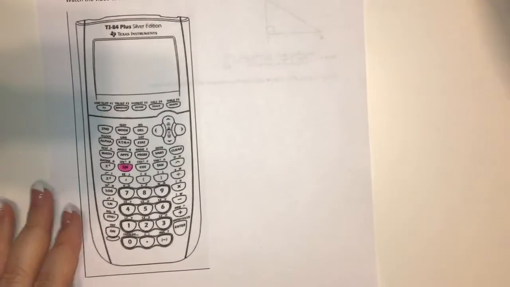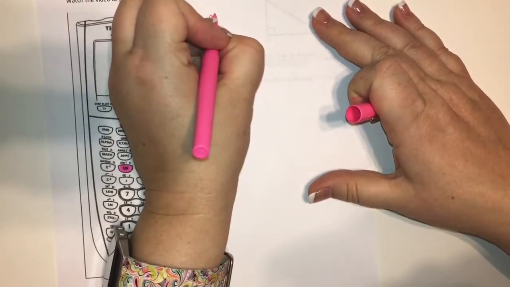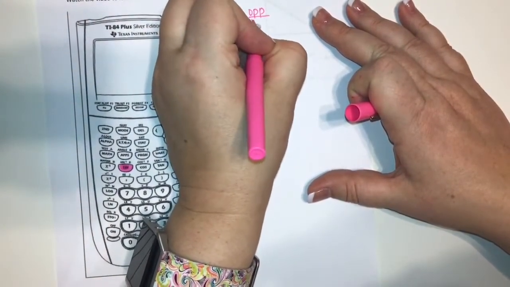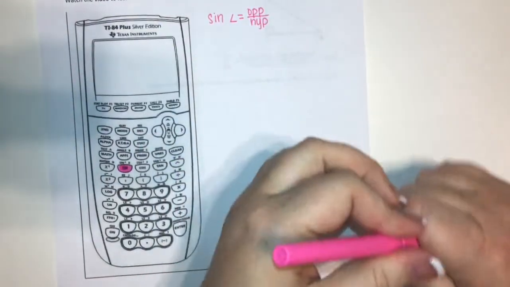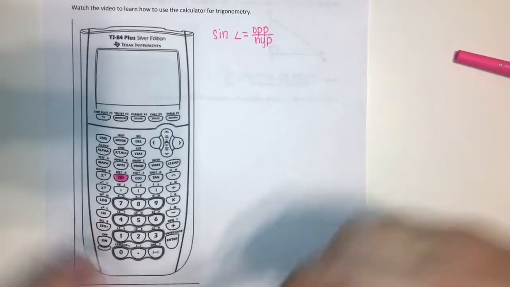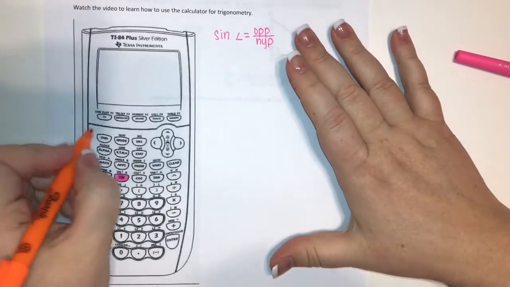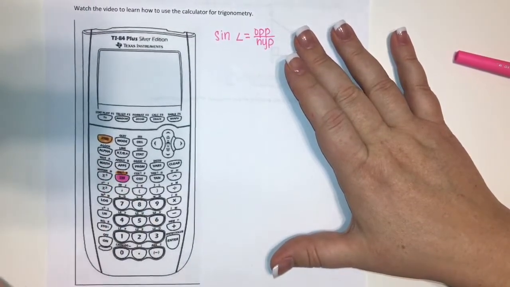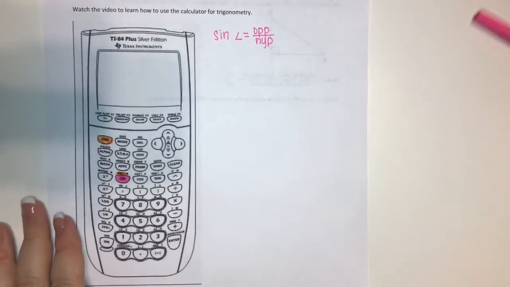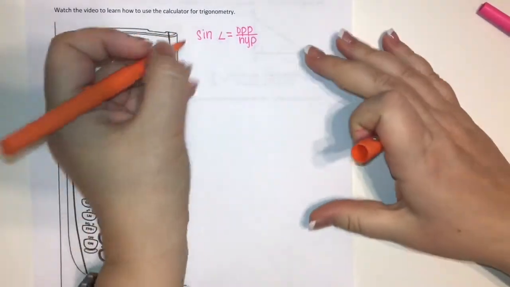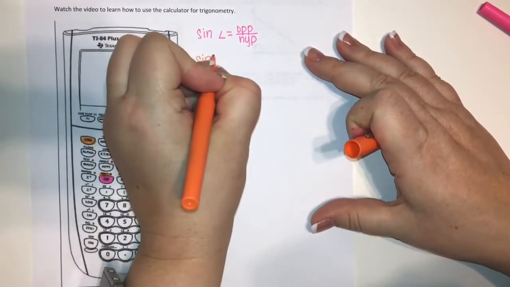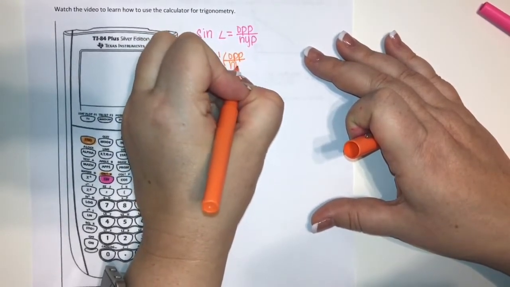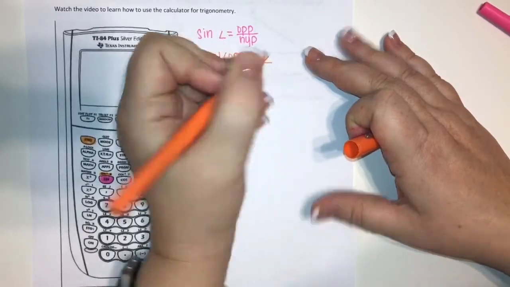And then we'll write our sine ratio over here. So sine of my angle equals opposite over the hypotenuse. And then we have the inverse sine function that we can do on the calculator. So here we're going to hit second, and then we're going to hit sine again, and that will give me my inverse sine. And that helps me to discover my angle. So inverse sine of opposite over the hypotenuse equals the angle.